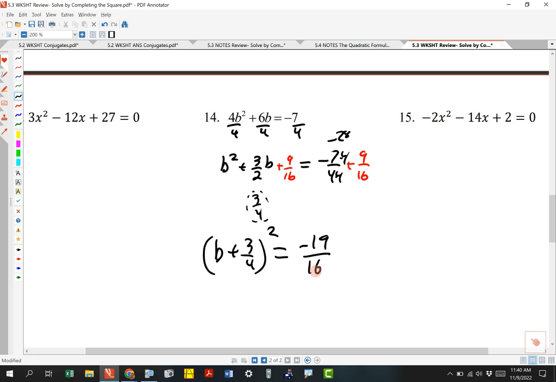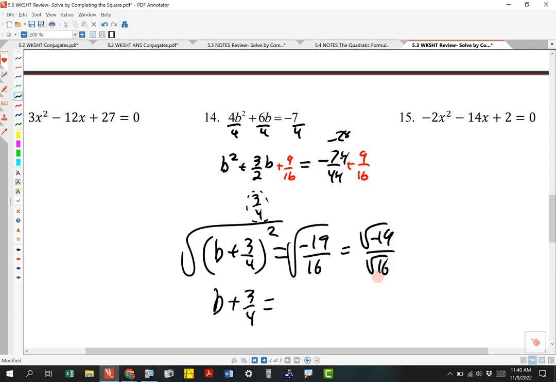Okay. Now, there's something cool that happens here. Wilson, what's the next step? Take the square root of both sides, right? B plus 3/4. That thing that looked really nasty to begin with, think about this. This is the square root of negative 19 over the square root of 16. Holy cow, that bottom's just a 4. We like that.